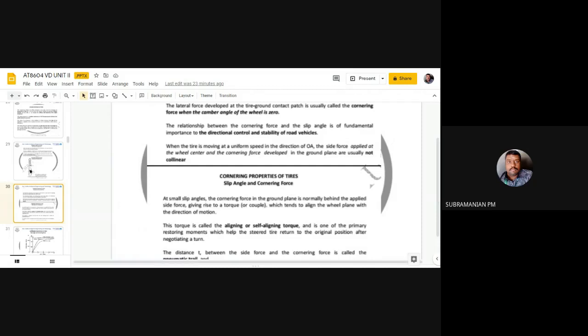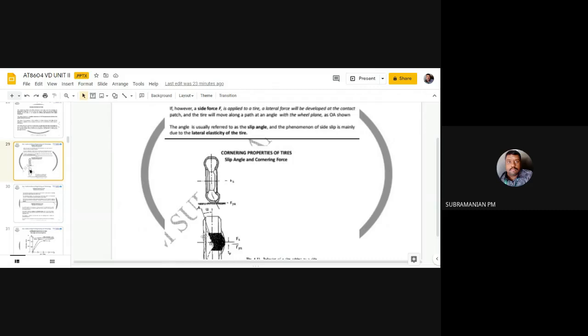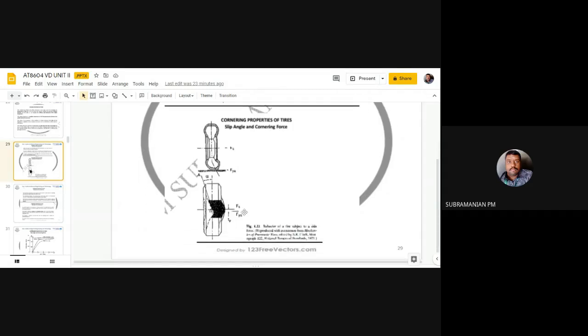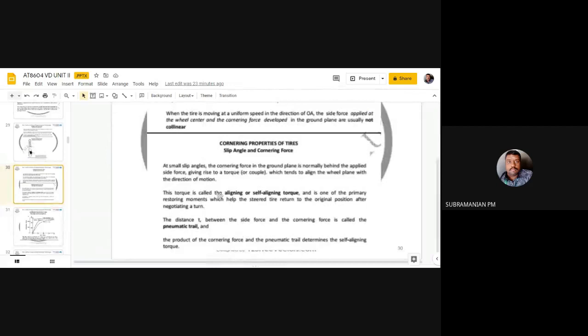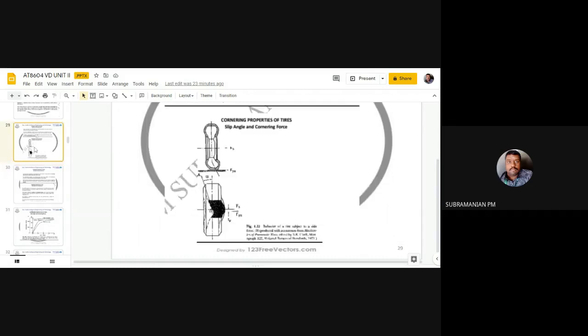When I am going to travel along this path OA, two forces are going to act, that is Fs and Fy. They are not collinear. So depending upon the slip angle, the cornering force position will be varied. You can see when the slip angle is small, my cornering force will be behind the side force.